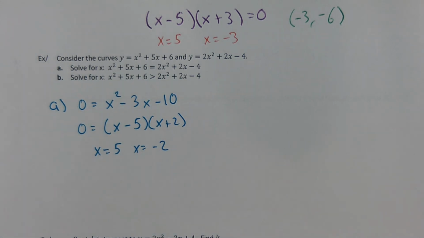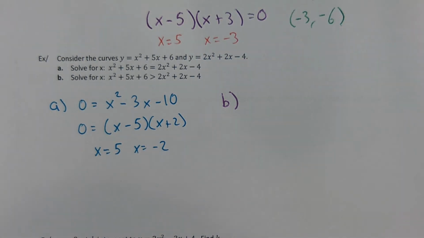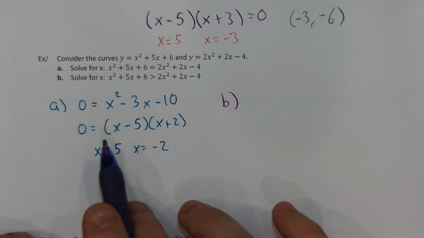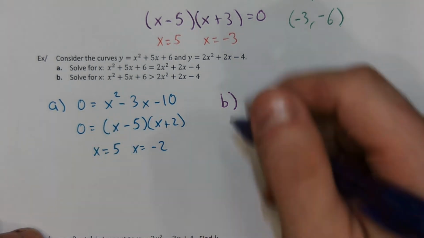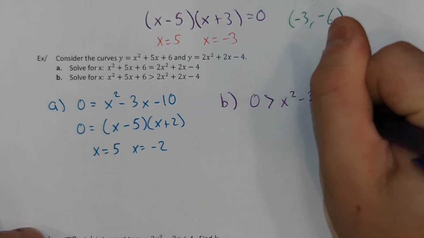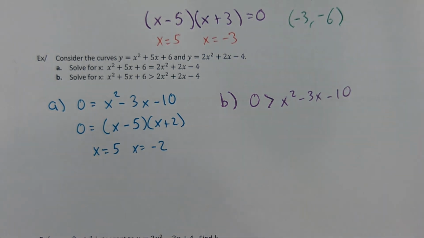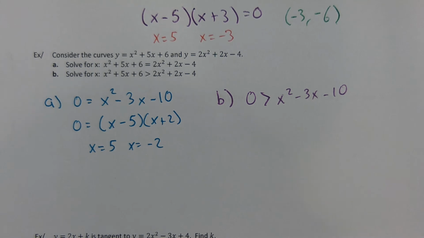So what's going on in question B? Well, question B is the exact same algebraic setup, the only difference is it doesn't say equals. It says is greater than. So it's going to be this exact same equation, it's just that this symbol won't be an equal sign. It'll be a greater than. We'll say 0 is greater than x squared minus 3x minus 10. But if you read it backwards, it says that that quadratic is less than 0.